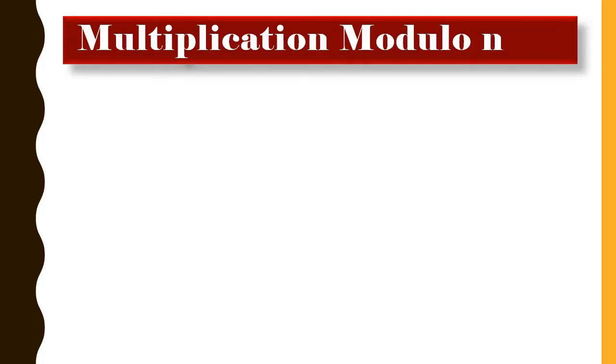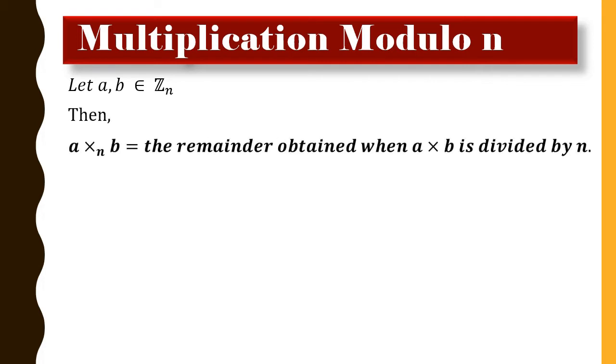Next, multiplication modulo n. Again we consider a, b, any two elements in Zn. Then a multiplication modulo n b is again the remainder obtained when the product ab is divided by n. That is, a multiplication modulo n b is nothing but r, where r is the remainder, such that r is greater than or equal to 0 and less than the divisor, that is n.